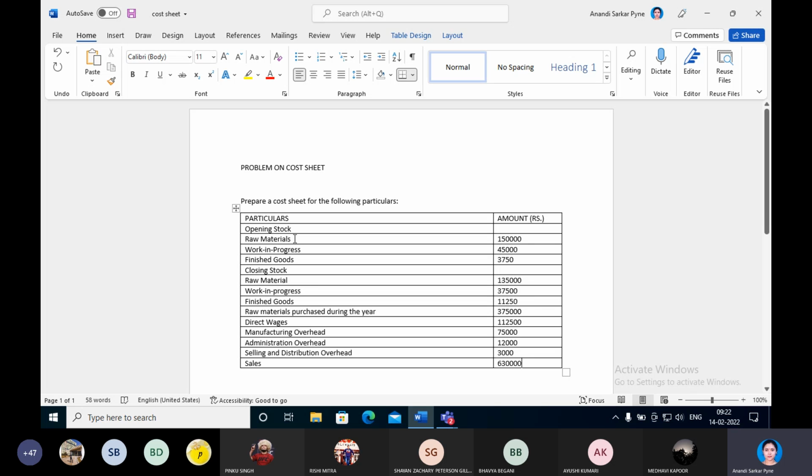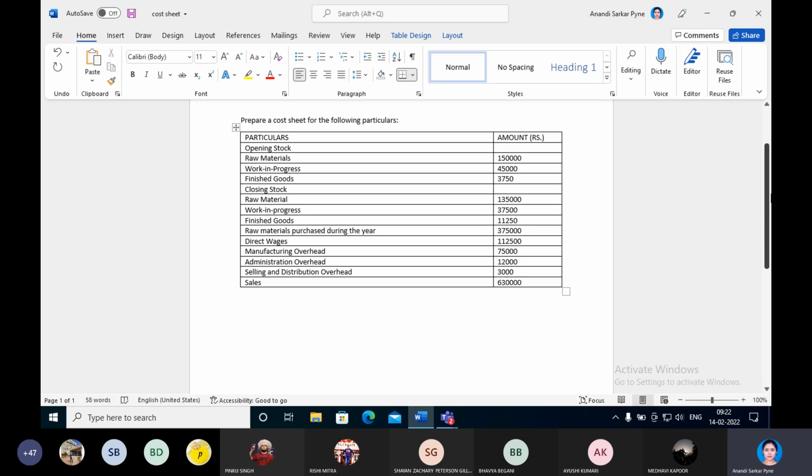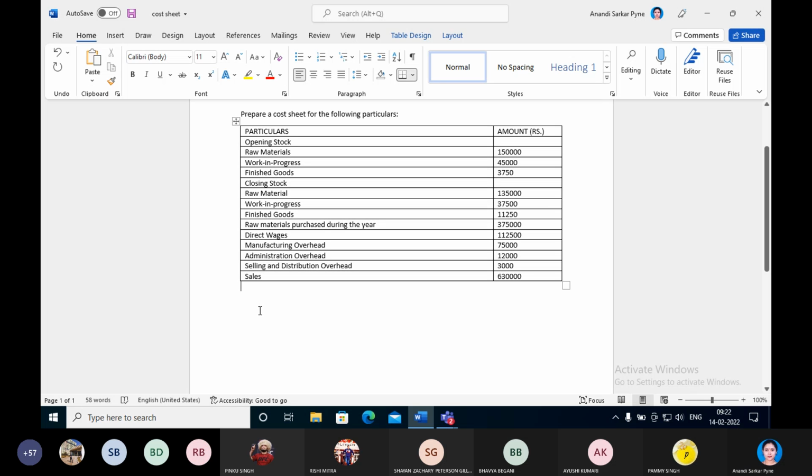This is a very basic cost sheet problem. I chose this problem in order to show you how the cost sheet will look. So this will start like this.